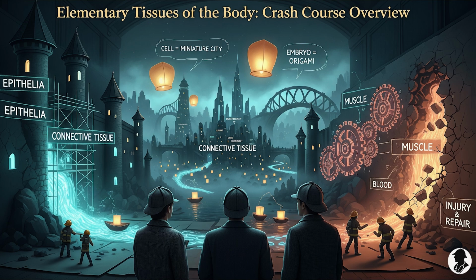Microscopy is that zoom lens, letting us examine the tiny Lego blocks, the cells and their arrangements. And to get those clear images, we follow a precise, almost artistic process. It starts with a biopsy, getting a small tissue sample. Then, fixation with formalin preserves cell structure. It freezes the tissue in time.